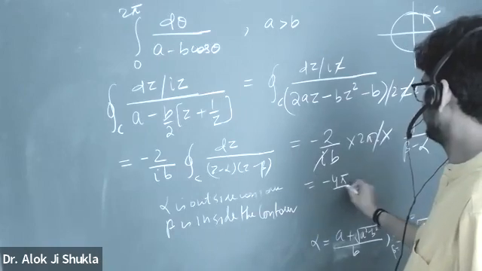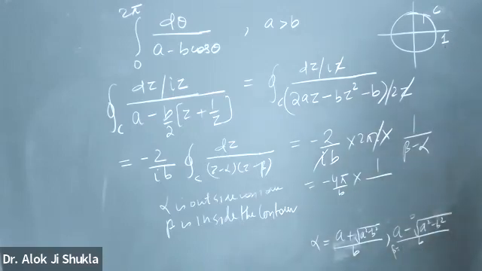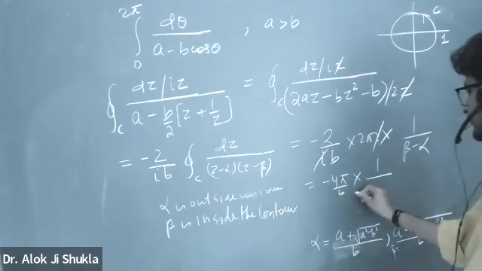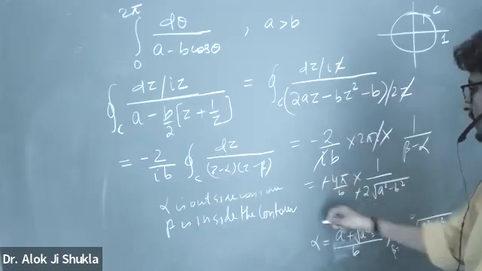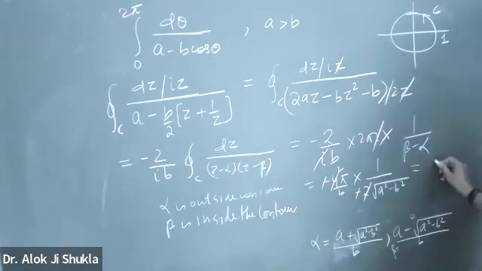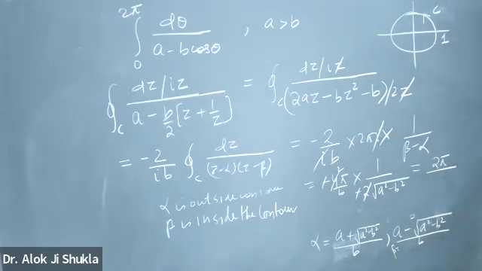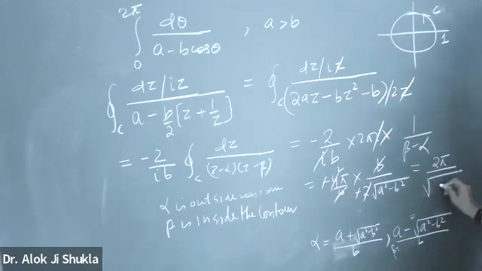Minus 4 pi by b into 1 by beta minus alpha, which will be minus 2 times under root a square minus b square, and 2 and 2 cancel. So it will become 2 pi upon b, and b will also cancel. Since there is a minus, this will be into b. So it will be 2 pi upon under root of a square minus b square.